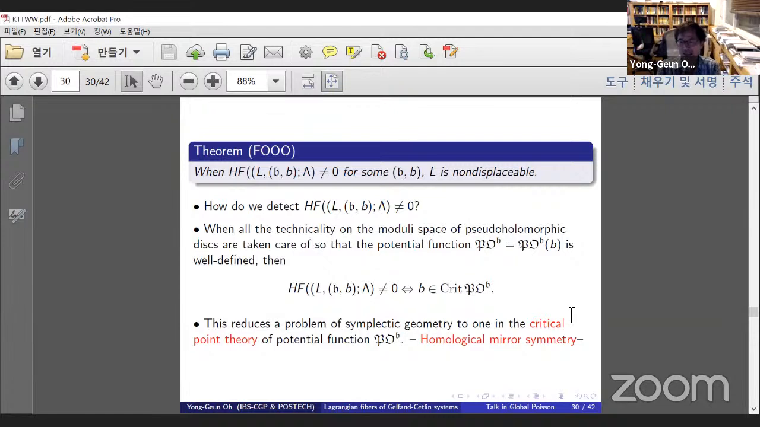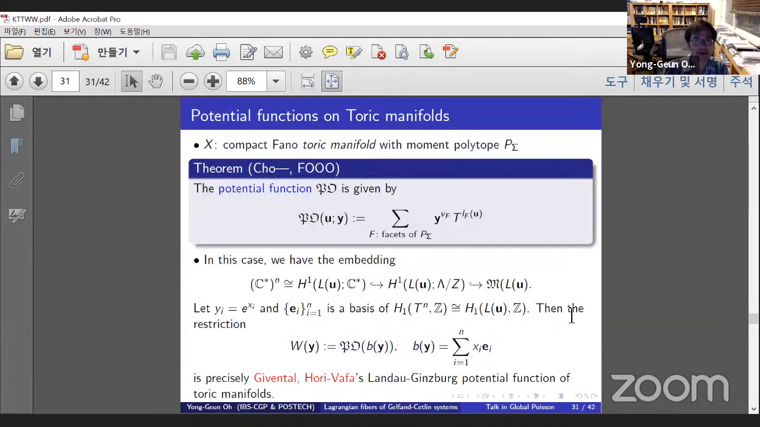So this is exactly one manifestation of the famous homological mirror symmetry between the geometry of a symplectic manifold and the geometry of a complex manifold.